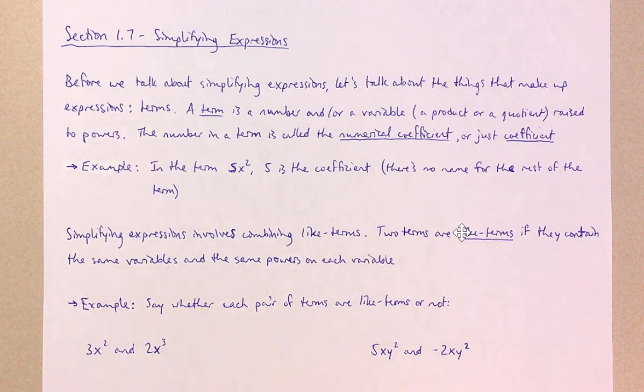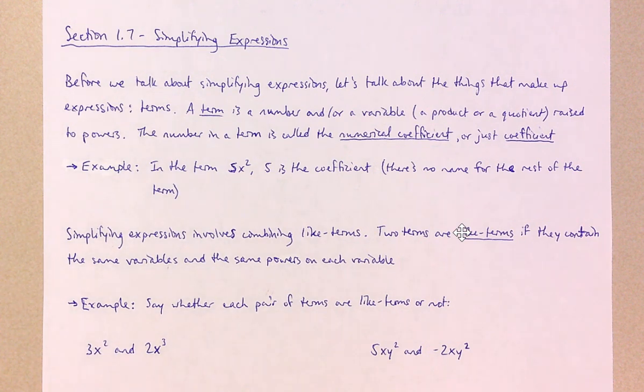In the previous video, we talked about properties of real numbers: associative, commutative, distributive, identity, and inverse properties. In this video, we're going to wrap up Chapter 1, and we're going to talk about simplifying algebraic expressions.